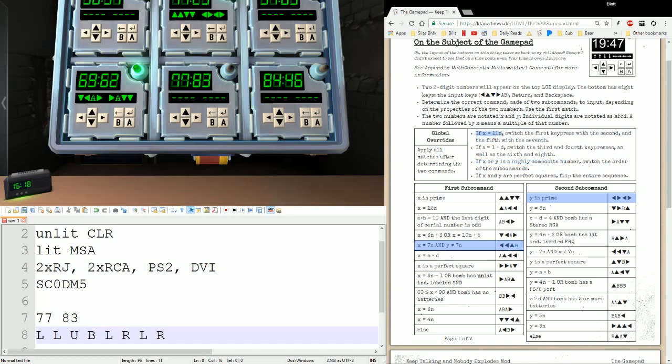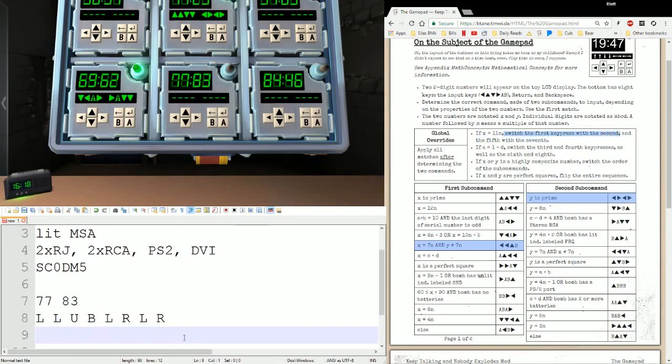If x is 11n, if x is a multiple of 11, uh-oh, it is. What do we got to do? We're going to switch the first key press with the second key press. So we're going to switch an L with an L. And we're going to switch the fifth with the seventh. So we're going to switch another L with an L. That actually doesn't change my sequence at all.